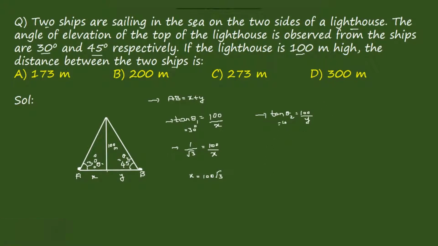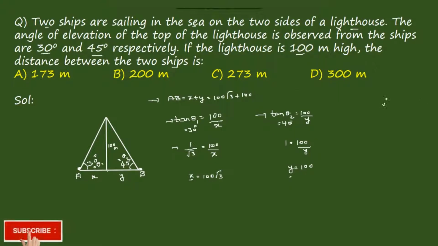Theta 2 is nothing but 45 degrees, right? Then we get tan 45 degrees, which is 1, equal to 100 by y. Then y is equal to 100. We got the x value and we got the y value. So x plus y is equal to 100 root 3 plus 100.